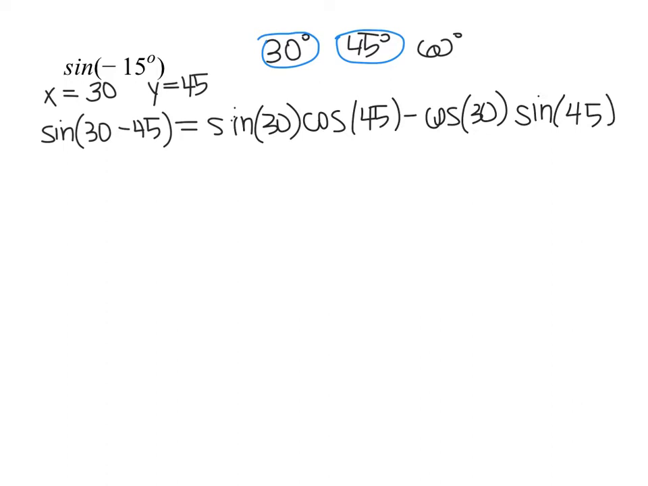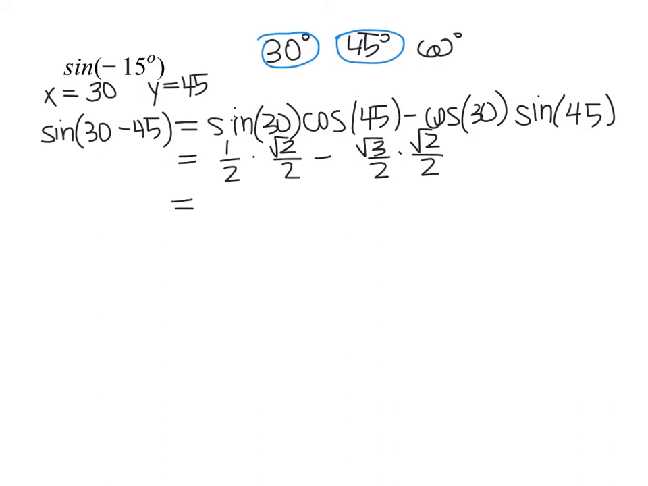And again, now it just becomes using our unit circle. So sine of 30 degrees is 1/2 times cosine of 45 degrees, which is radical 2 over 2, minus cosine of 30 degrees, which is radical 3 over 2, times sine of 45 degrees, which is radical 2 over 2.